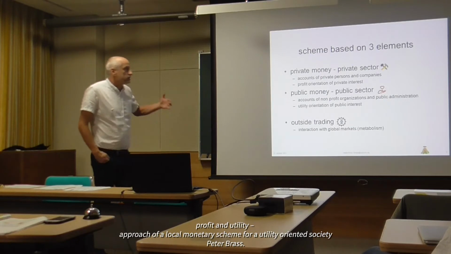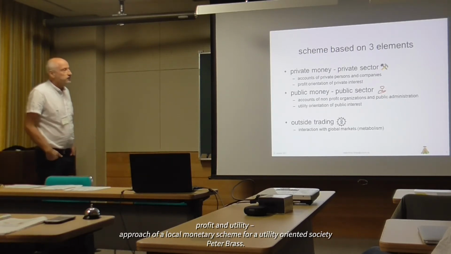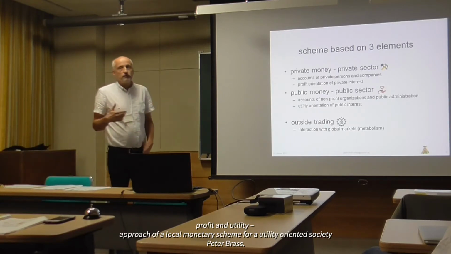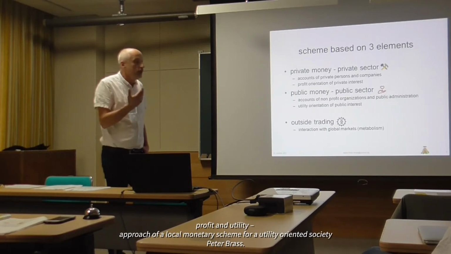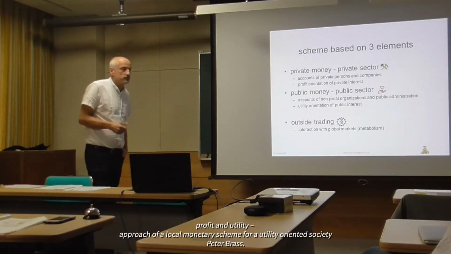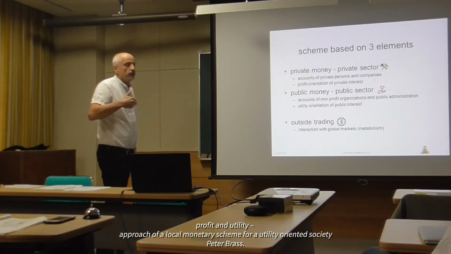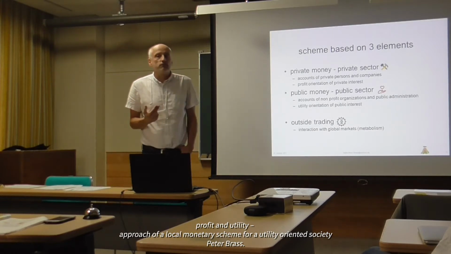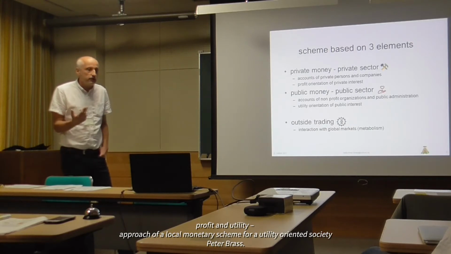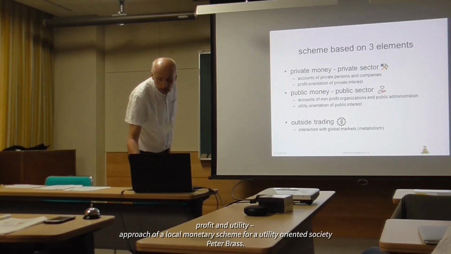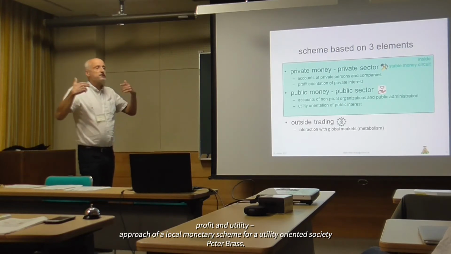So the scheme itself is based on three elements. Private money for the private sector. These are the accounts of private persons and companies. That's the money for private orientation and private interest. Second, public money for the public sector. These are the accounts of non-profit organizations and public administrations. This is the money for utility orientation, public interest. Both together are the inside system, and if we can generate money circulation, it's the stable money circuit.